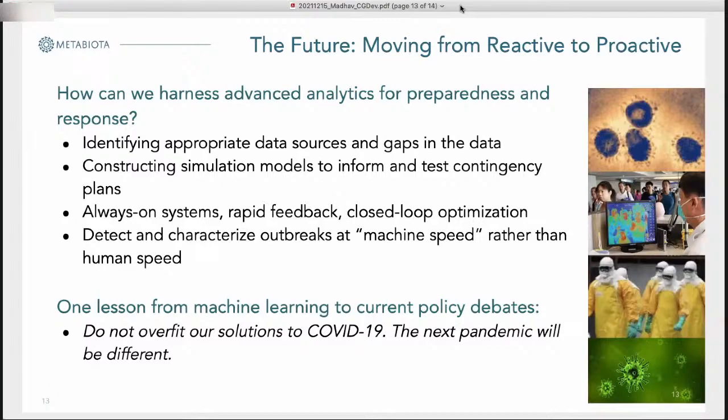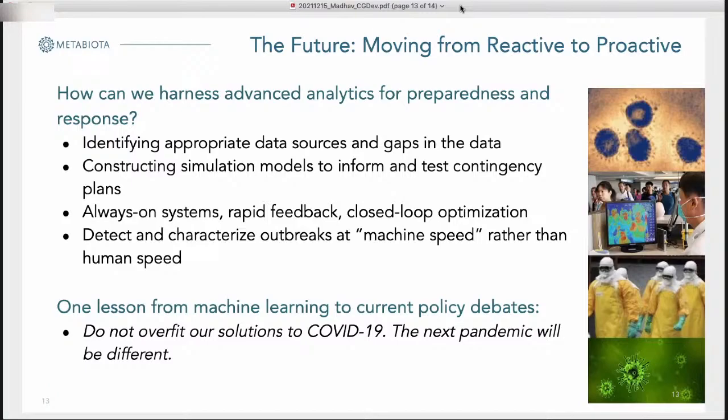We hope to see that the future state will be always on systems. A lot of times we see that systems are stood up during or in the wake of a large event, a very reactive approach, and it doesn't need to be that way. We can have systems that are on, and ready to ramp up when needed, but never getting dormant.